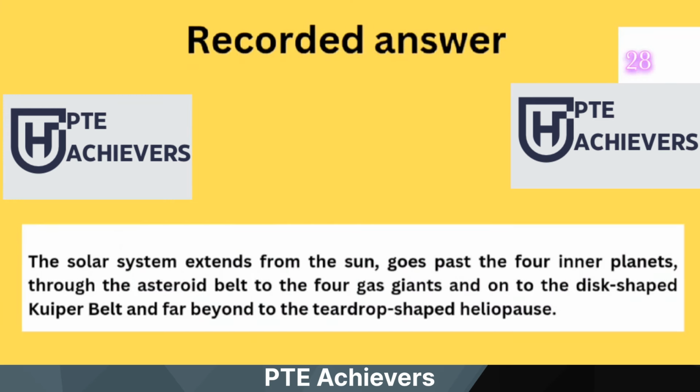The solar system extends from the Sun, goes past the four inner planets, through the asteroid belt to the four gas giants and onto the disc-shaped Kuiper belt and far beyond to the teardrop-shaped heliopause.